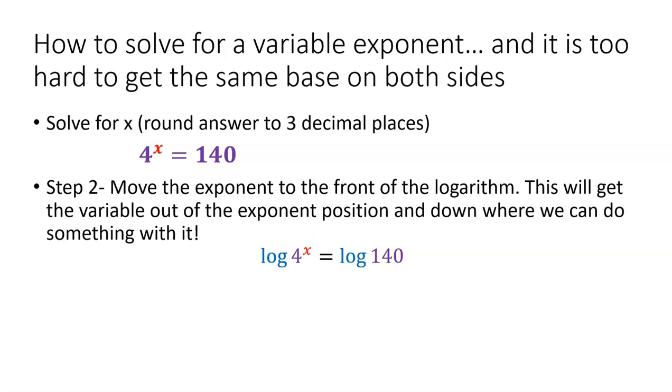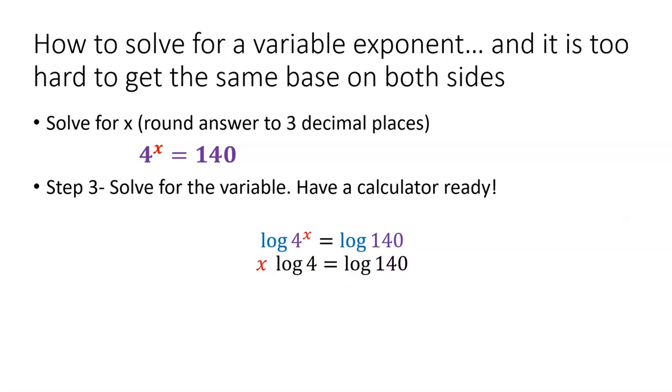And that takes us to our main strategy. We know if we have an exponent with this logarithm, we can take that exponent and move it in front to the coefficient position. And now we've got the variable down where we want it. Now we have x times log 4 equals log of 140. And it's a lot easier to solve for x now. We're going to divide by log 4 on both sides.